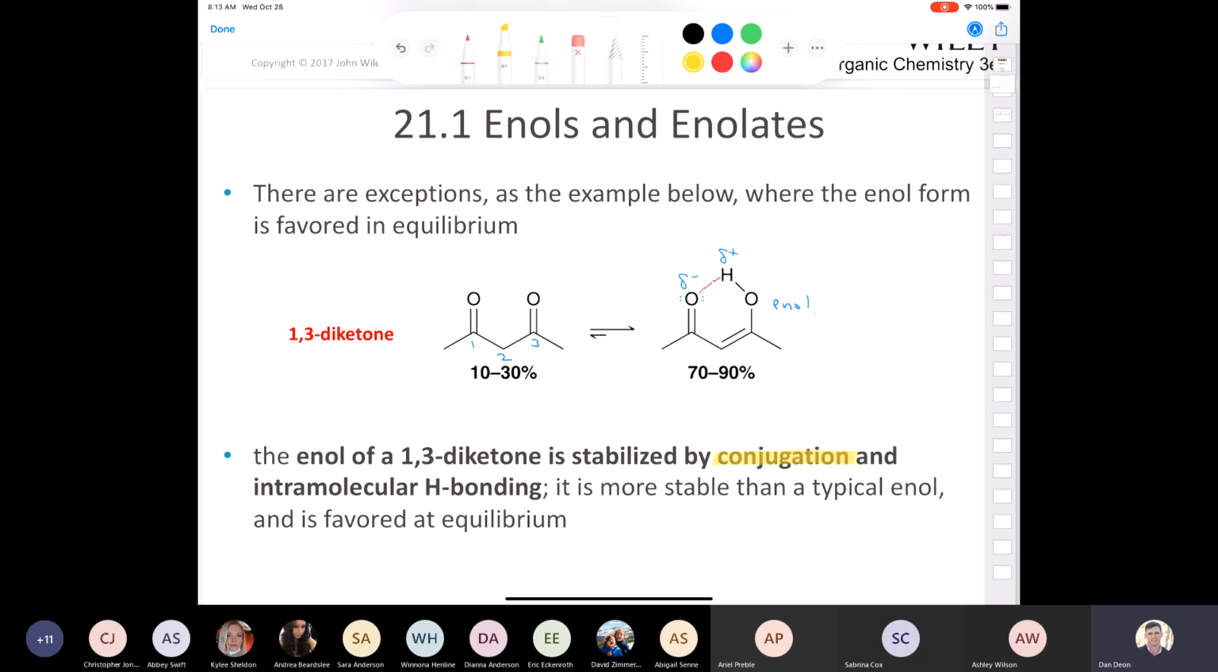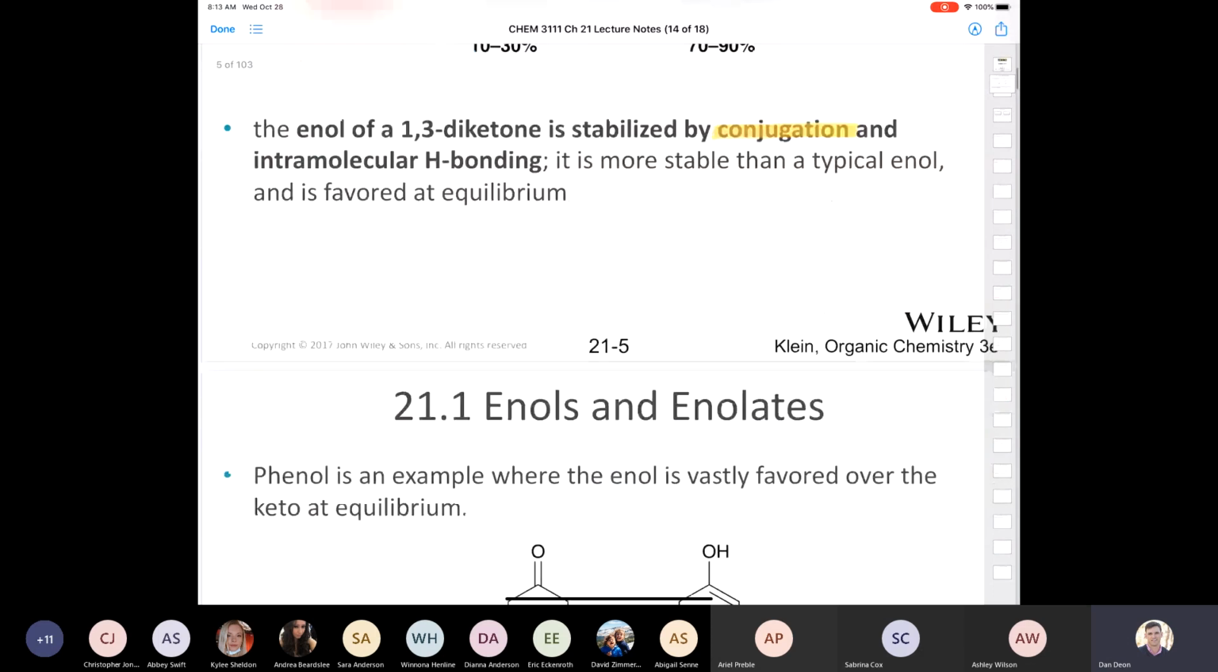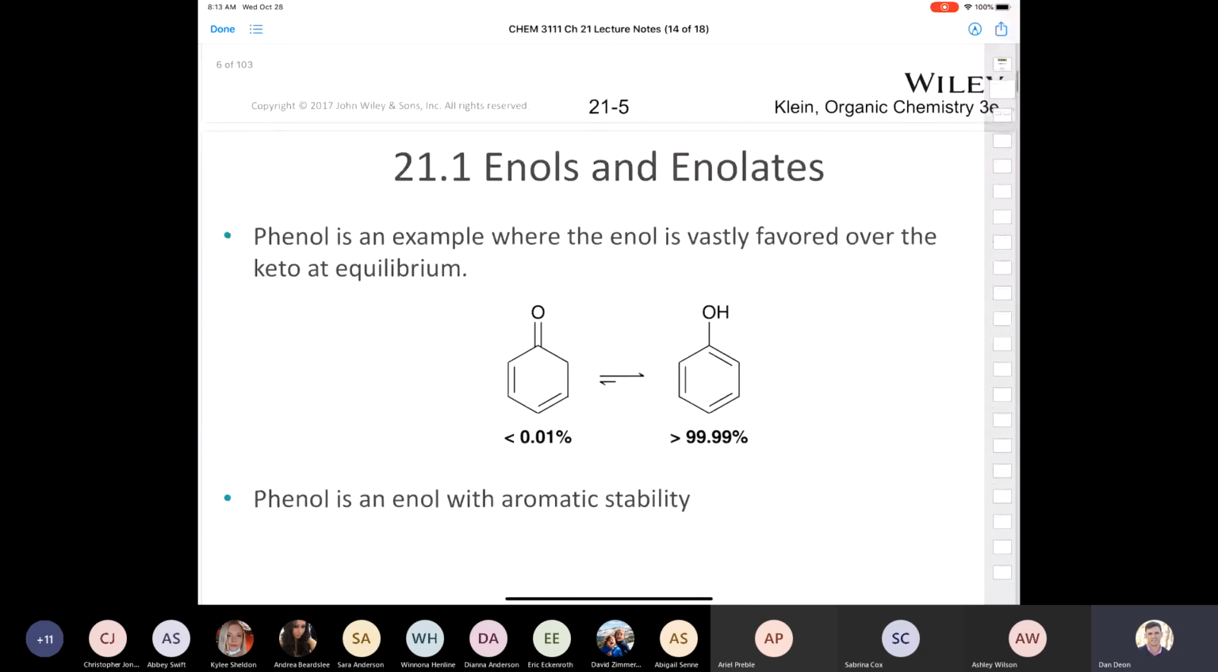Now, what's conjugation? That's something that we've covered several times, but I'll remind you that conjugation is when you have double and single bonds alternating. And we know that there's an inherent stabilization effect due to conjugation. So you can see we go double, single, and double bond like that. So that's the conjugated system. So again, 2-fold reason as to why in this specific case with this 1,3-diketone that the enol form predominates over the diketo form.